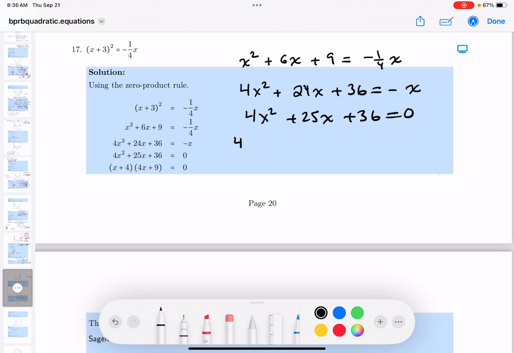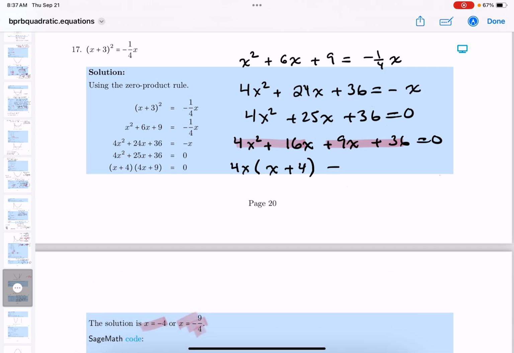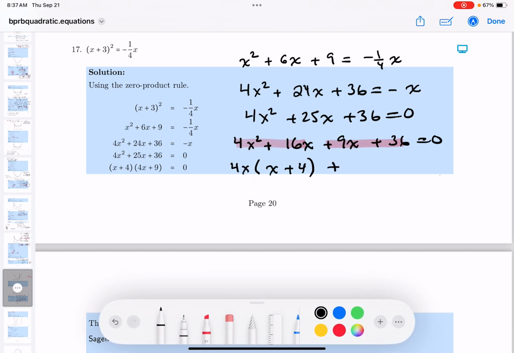So write this over here, 4x squared. And I can put down 16x plus 9x. That's 25x. 36 equals 0. And then we factor by grouping, and we group these two terms and these two terms, and just factor it. First term, the first two terms, 4x factors out. We're left with x plus 4. On the second two terms, a 9 factors out. What do you get? x plus 4. What factors out from those two terms now? x plus 4. We're left with 4x plus 9 equals 0.